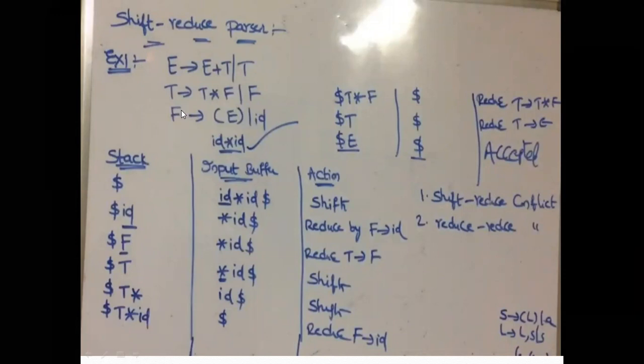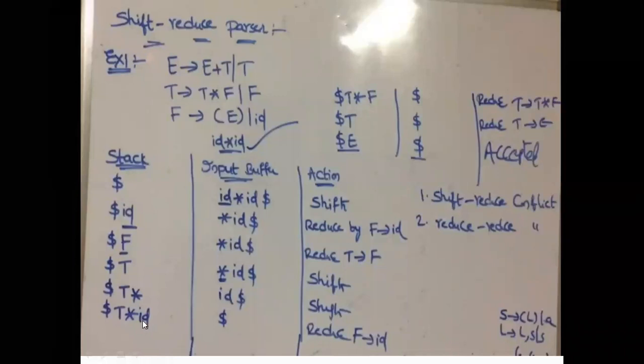Left side non-terminal, that is capital F. So this ID is replaced with capital F. So the action we are performing is reduce. F is production with ID.